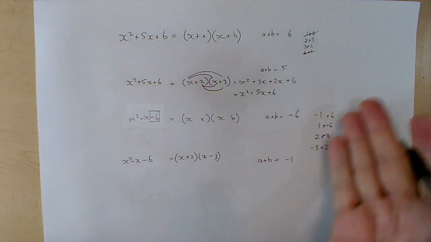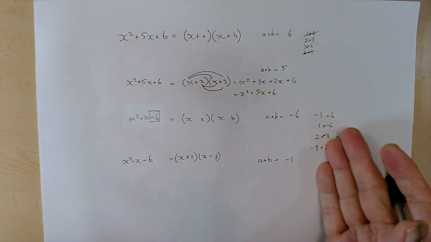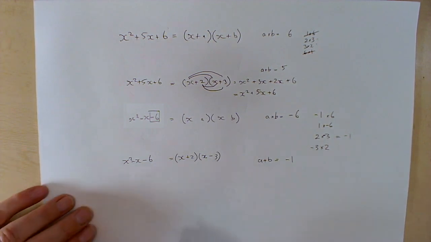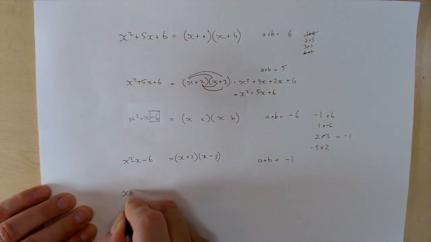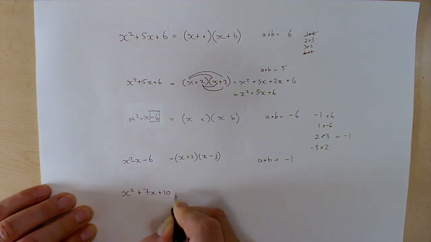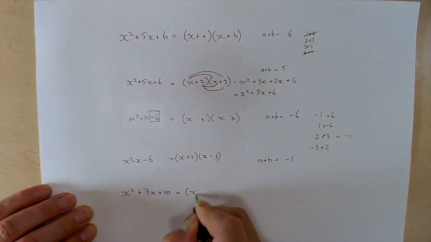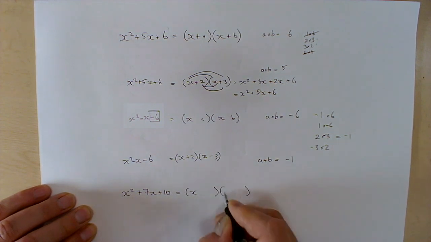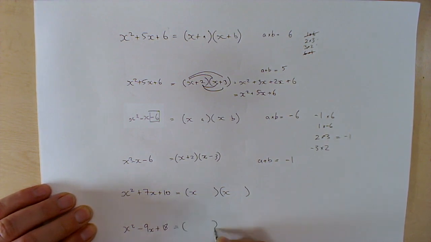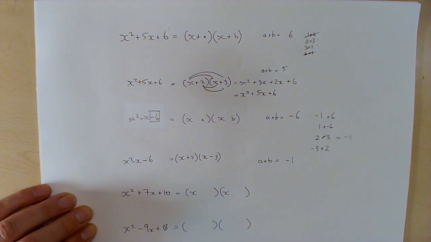Sometimes you can see this straight in your head and you don't need to write all this down. And in these cases I think you probably would have seen this straight in your head. But it's worth doing this just to get used to the idea. So here's a couple for you to try. Can you work out what the factorisation of this is? So it's going to equal x like that. And secondly, x squared minus 9x plus 18. And see if you can do those for me.